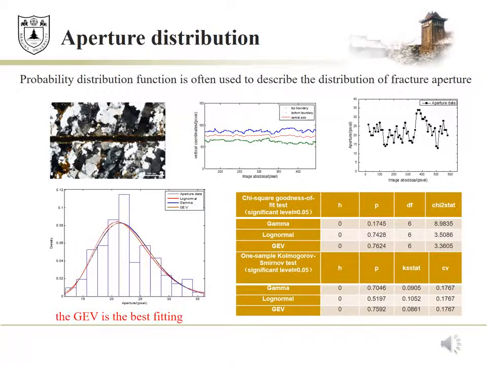Probability distribution functions are often used to describe the distribution of aperture in a fracture. Take one fracture picture as an example. After aperture measurement, three distributions, the log normal distribution, the gamma distribution, and the generalized extreme value distribution, GEV, were used to fit the histogram. Then, the chi-square goodness of fit test and the one-sample KS test were both used to test which one is the best. The results show that the GEV fits best.